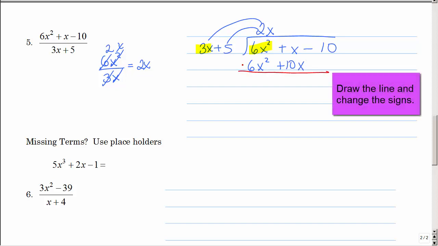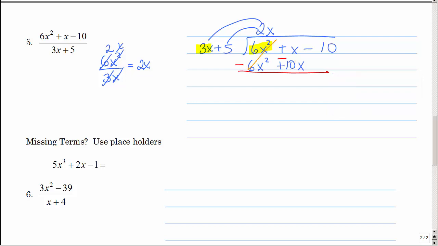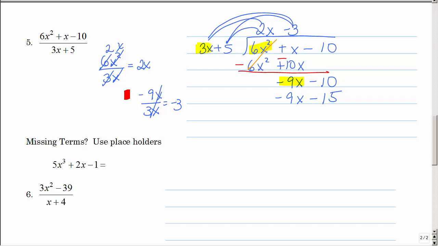We draw our line and change those signs. Draw that line and change those signs. You won't forget that. Those add to 0. Now I have minus 9x. Bring down the next term and repeat the process. So again, we're looking at the first two terms. We're dividing negative 9x by positive 3x, and we get negative 3. So that goes up here. And we multiply. We have negative 9x and negative 15.